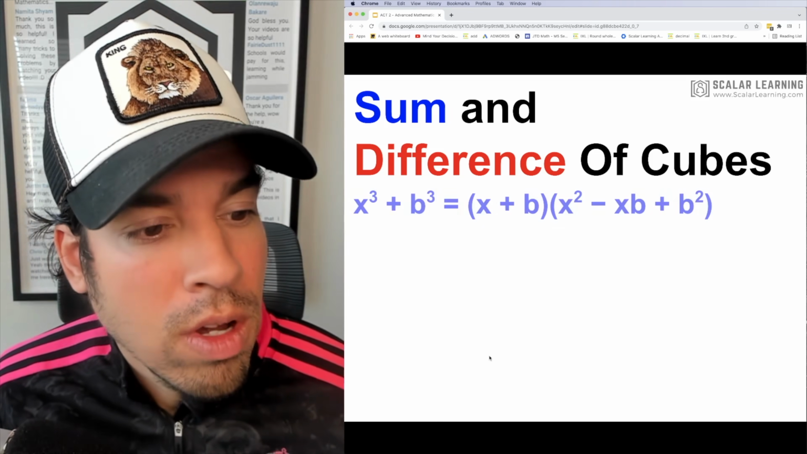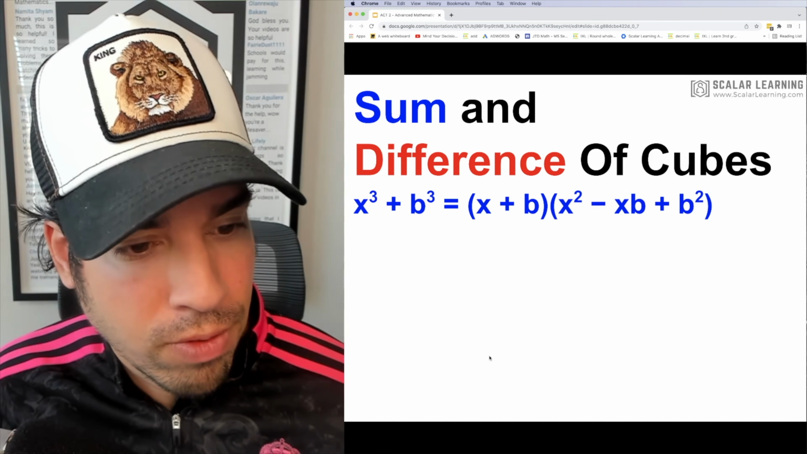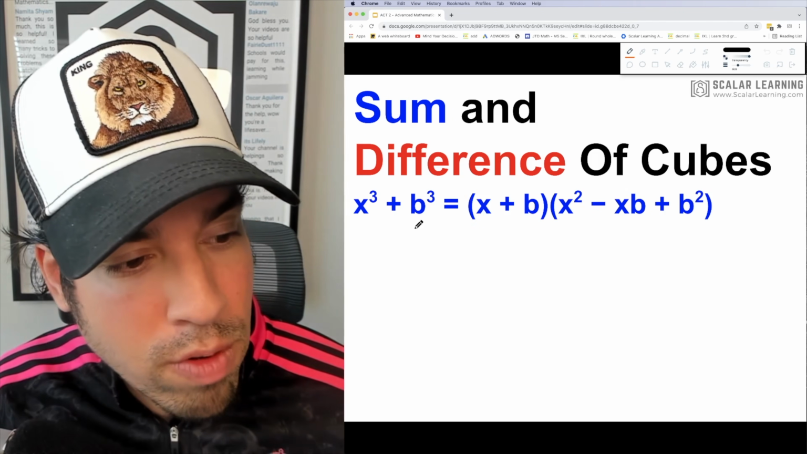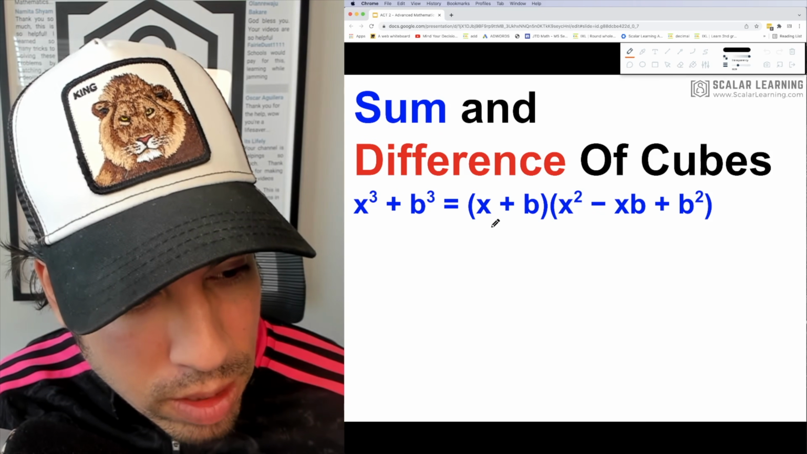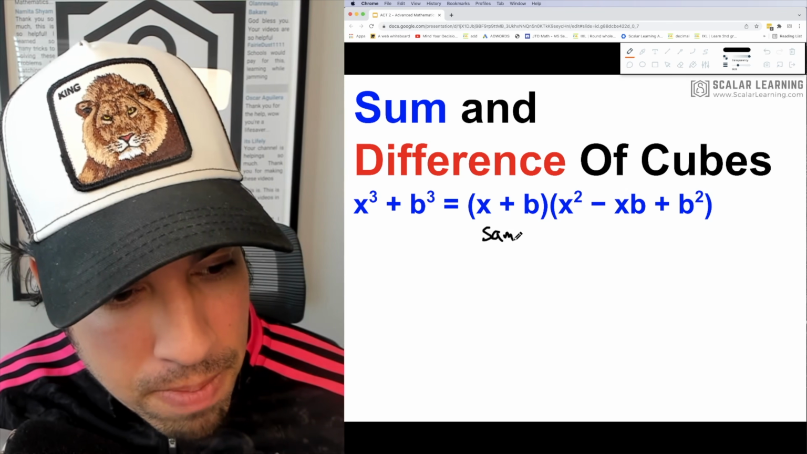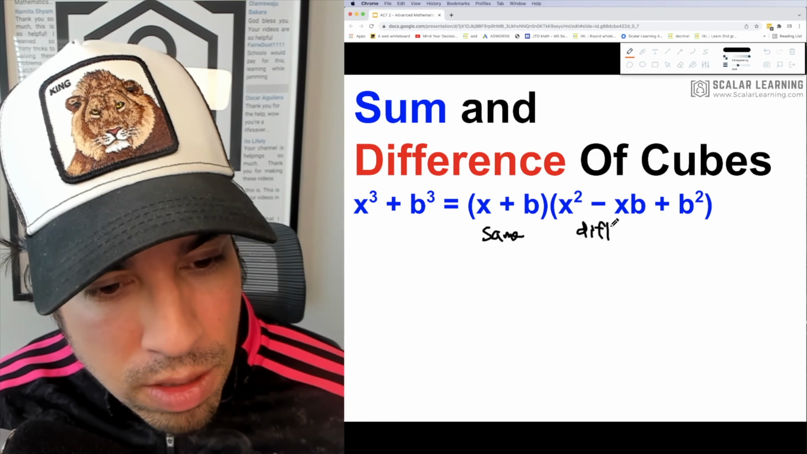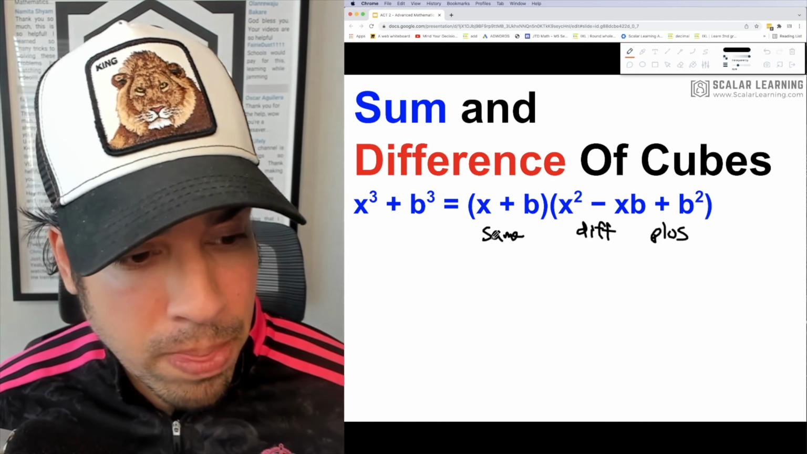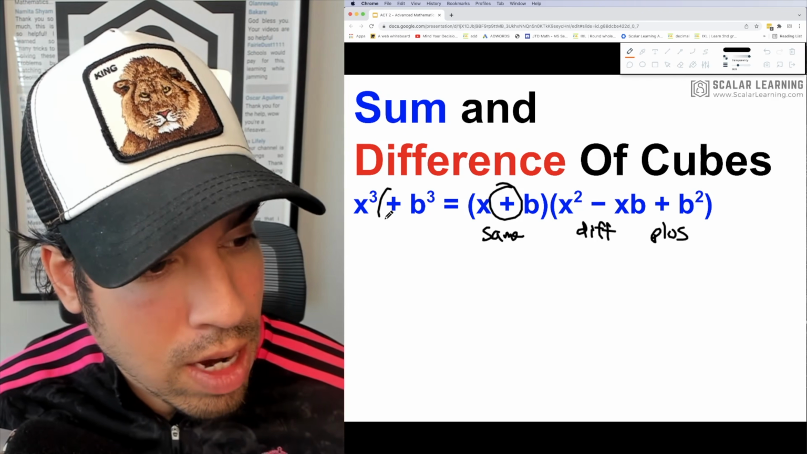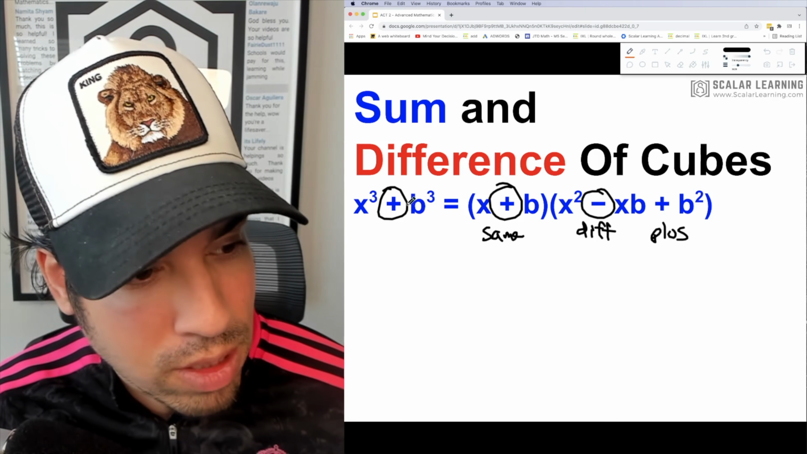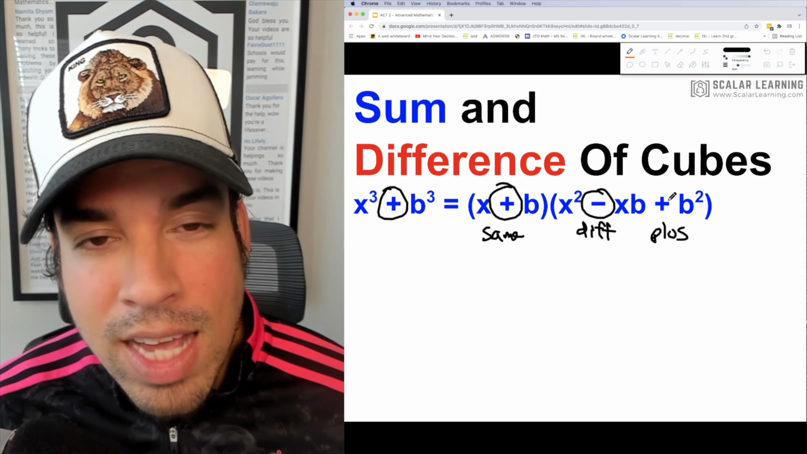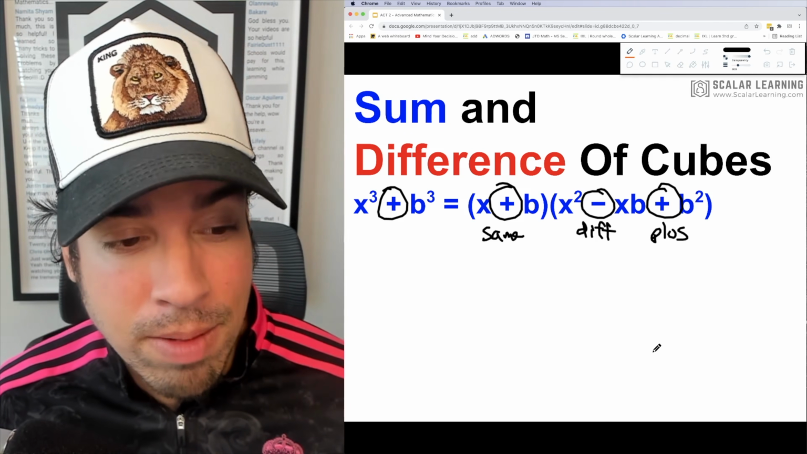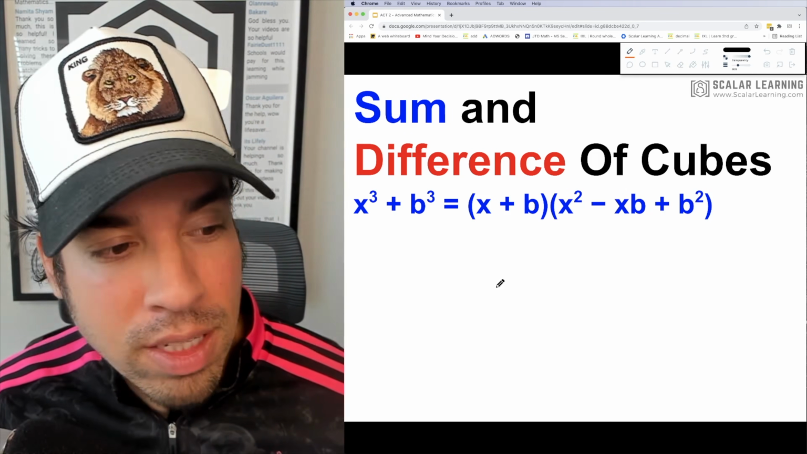So check this out. We have a sum of cubes first, okay? This is x cubed plus b cubed. The way I like to remember this is this handy thing, which is same, different, plus. What do I mean? When we factor it out, we have the same sign as there, then we have the different sign. So if it's plus, now it's minus, and then the last one is always plus. You'll see this come in handy when we do difference of cubes because it's the exact same thing: same, different, plus. And generally, this is how it foils.